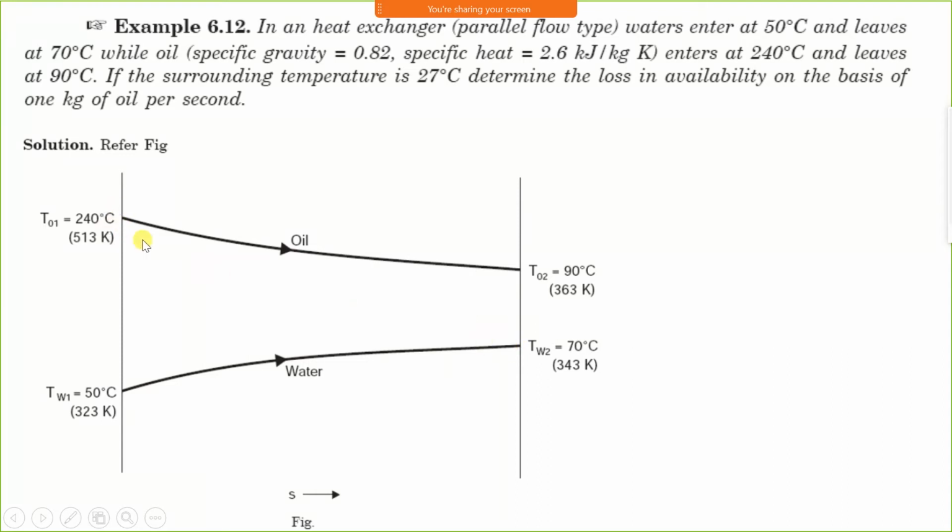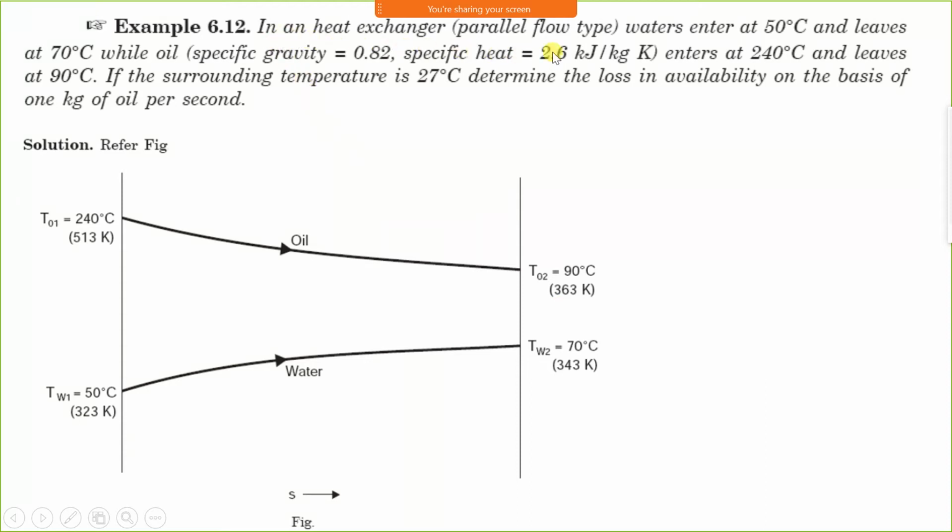The final temperature of oil is 90 degrees Celsius, that is 363 Kelvin, and the final temperature of water becomes 70 degrees Celsius. Water temperature increases from 50 degrees Celsius to 70 degrees Celsius, and oil temperature decreases from 240 degrees Celsius to 90 degrees Celsius. This is a heat exchanger.